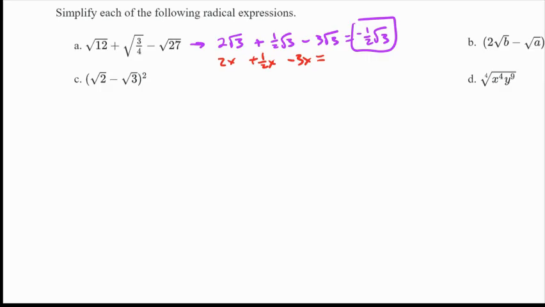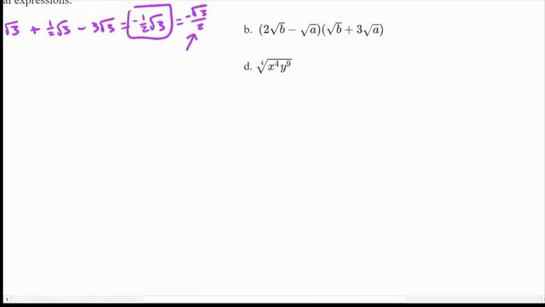If we want, oftentimes we see that as the square root of 3 over 2, but it doesn't really matter. Either of these forms is still technically simplified here. I guess maybe that one's better, but I digress.